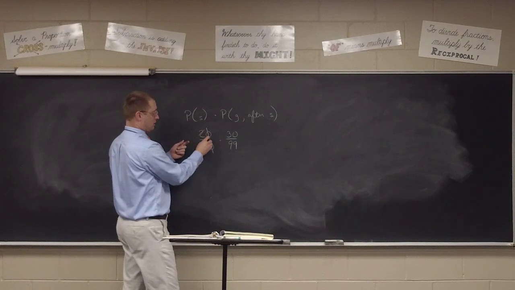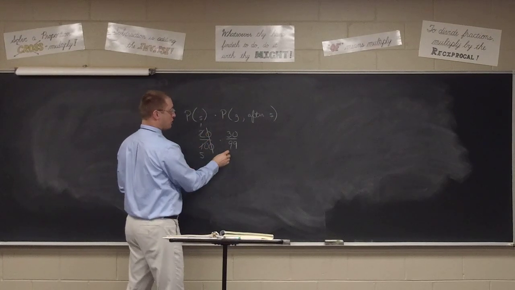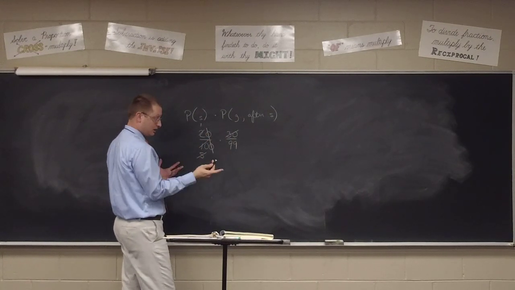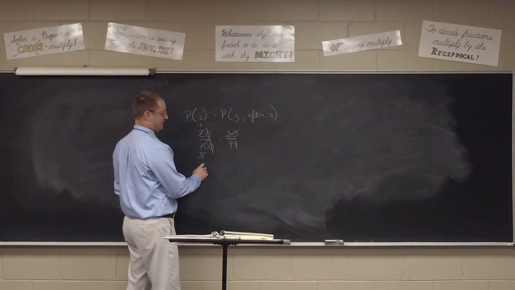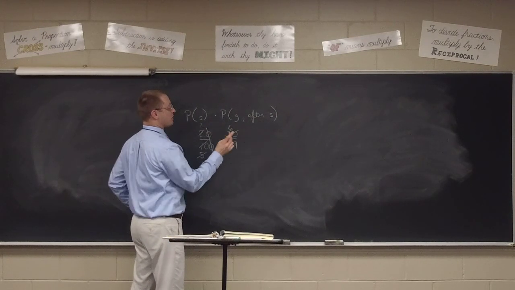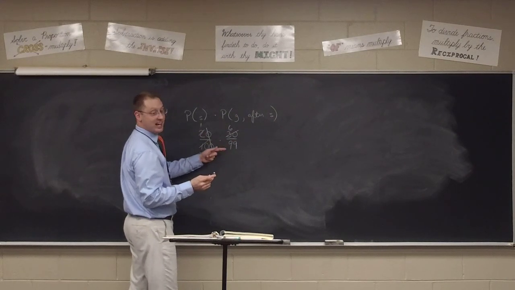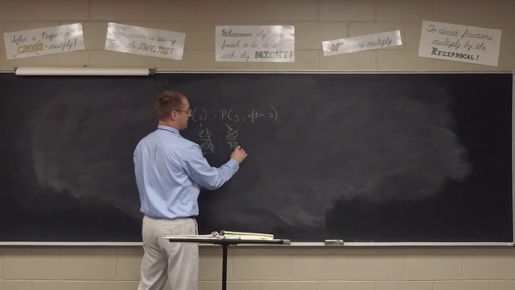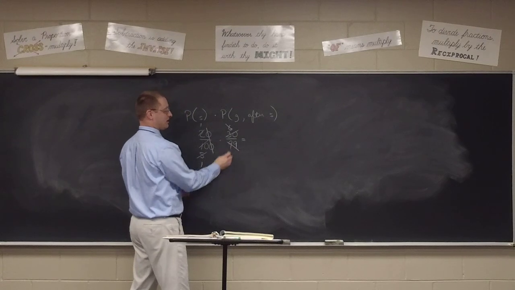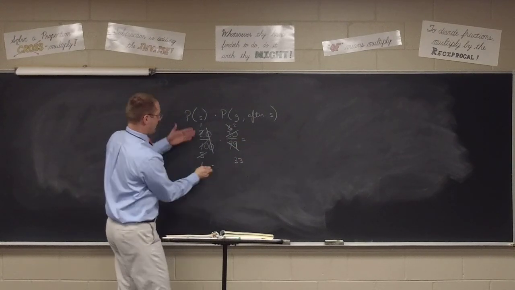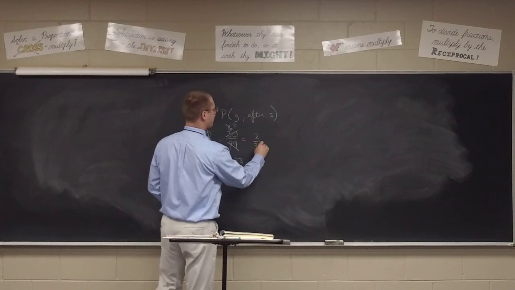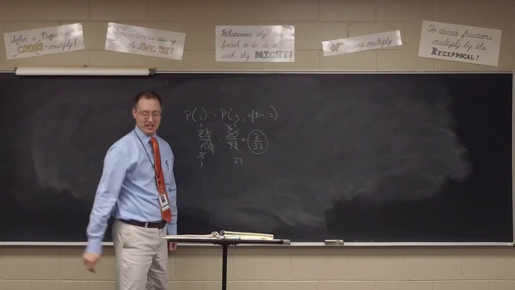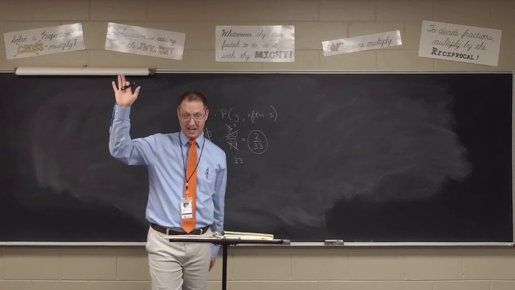1 to 5. 1 to 5. I could reduce the 5 and the 30 to get 1 to 6. And I could reduce what out of both 6 and 99? 3. 3 to get 2 to 33. And so my answer is 2 to 33. A lot of fraction reducing here, isn't there? All right, but 2 to 33, how many have that answer?